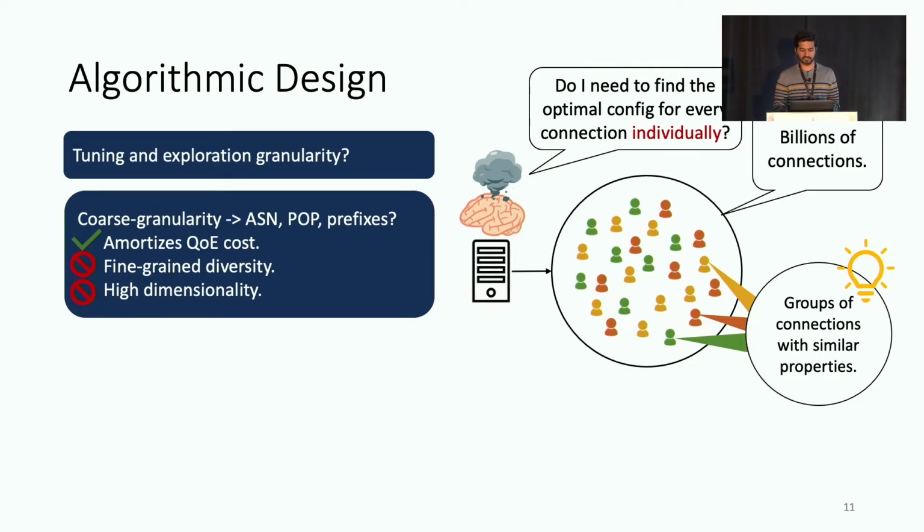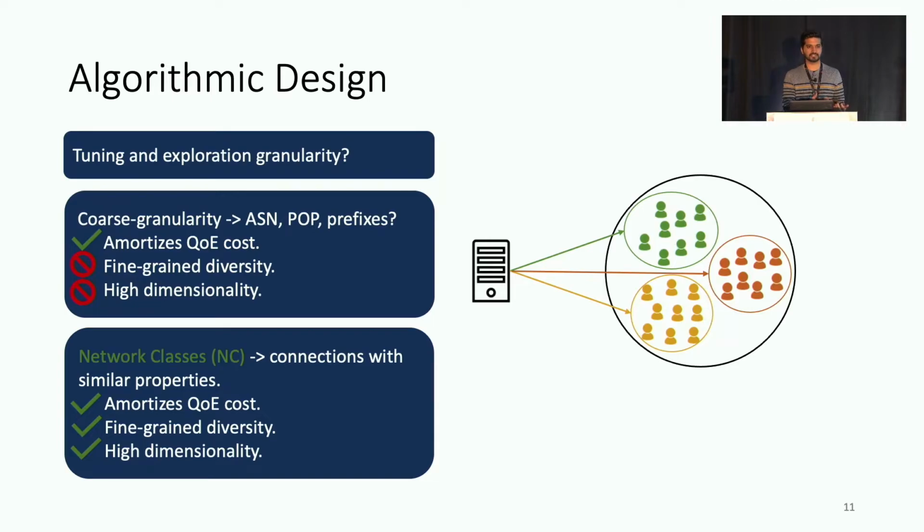Based on this intuition, we designed network classes, which are groups of connections with similar properties. And it helps us in addressing many of the challenges. First, it amortizes the cost, because instead of exploring configurations for a single connection, we can explore on a network class basis. Second, it addresses the diversity, because similar connections tend to have similar optimal configurations. And third, it addresses high dimensionality because it provides us a basis for differentiating the performance models for diverse connections.